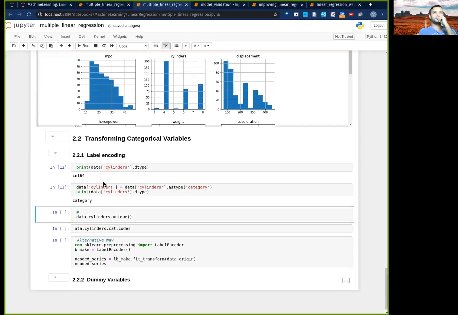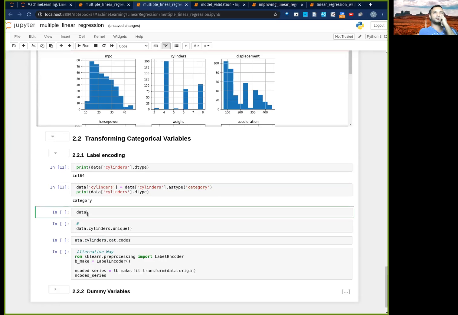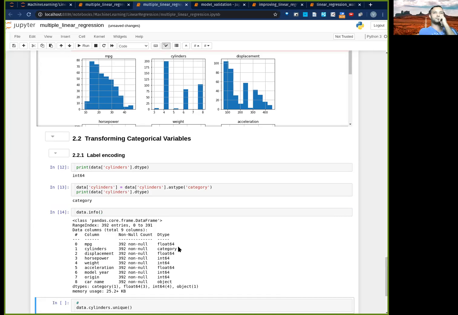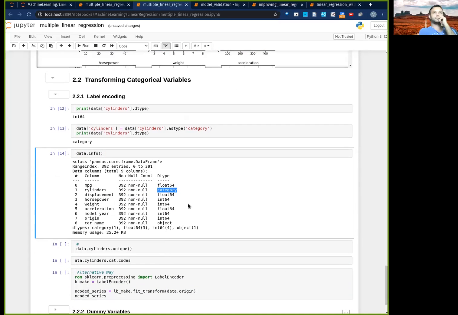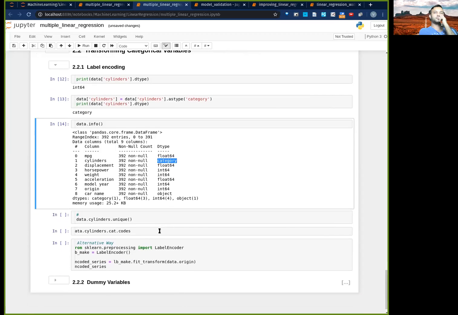What we can do now is change this feature by selecting data and the feature, and then changing the type to category. Now if I check data.info, we should see category. It actually changes to category. So pandas now knows that this is not just an integer number. This is actually a categorical feature, which makes it a little easier to play around with.